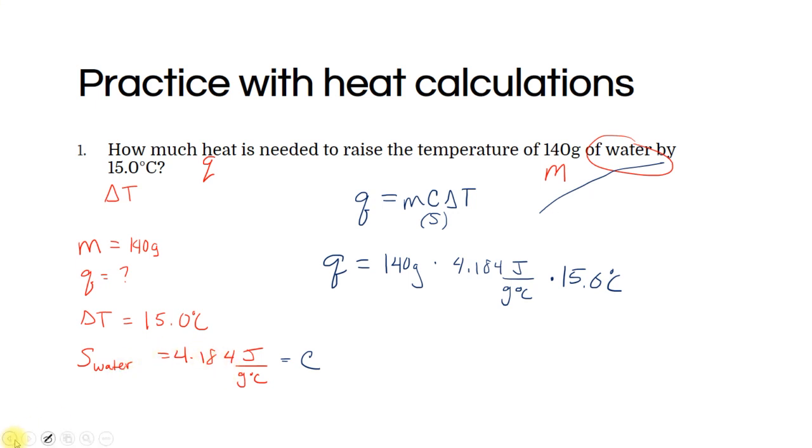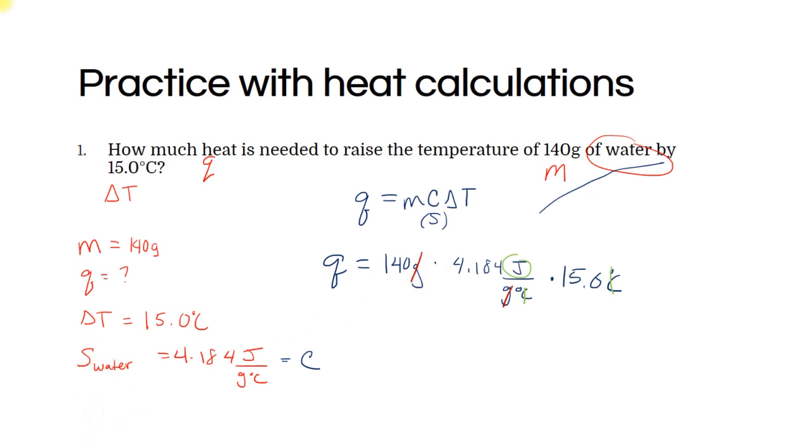Now, before we plug anything into the calculator, we want to make sure that we get the right unit. So we should expect joules or calories because that's what heat is. So the grams are going to cancel. And also the Celsius cancels because there's one on top and one on bottom. And that just leaves us with joules, which is an energy. So that's what we expect to have.